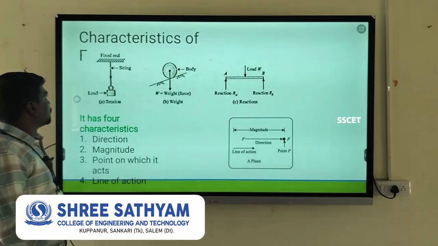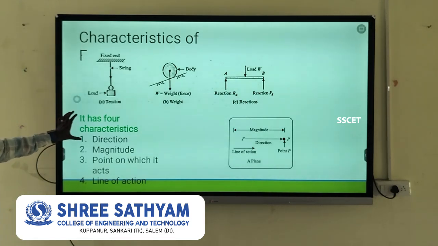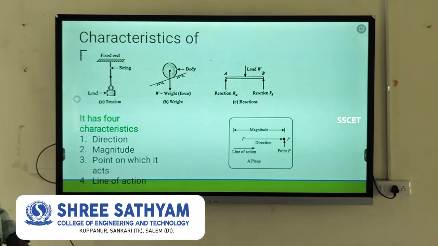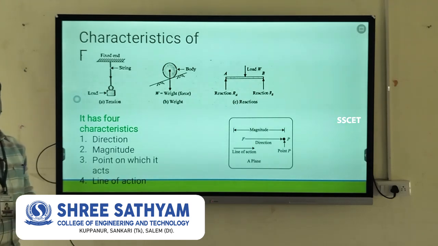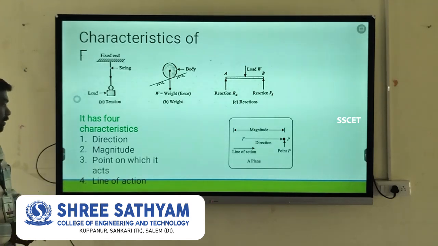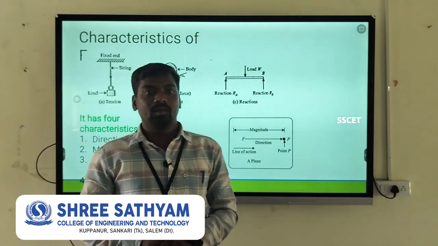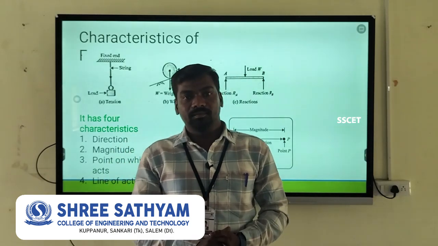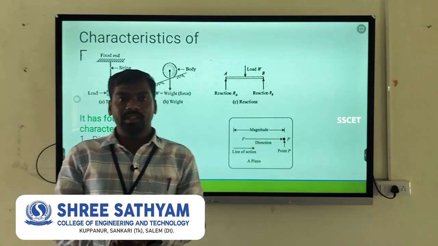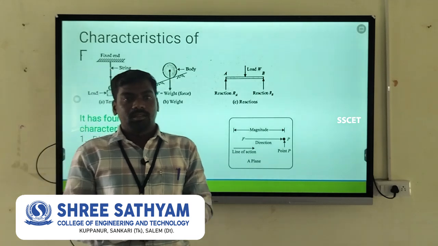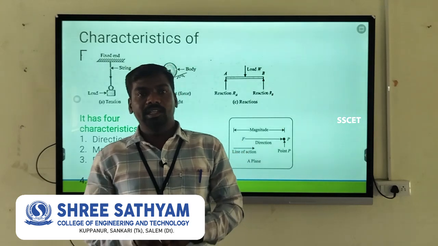Next one, the 4 characteristics of force. What are the characteristics of force? The first one, direction. In which direction is the force applied on the object? And second one, magnitude. What is the definition of magnitude? The magnitude depends upon the direction and force. If you only consider the force, it is called stress or load. If you consider the direction and force, it is called magnitude.